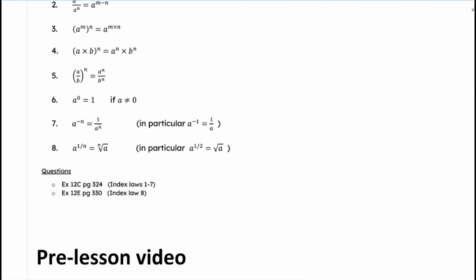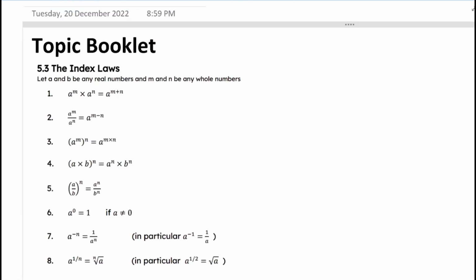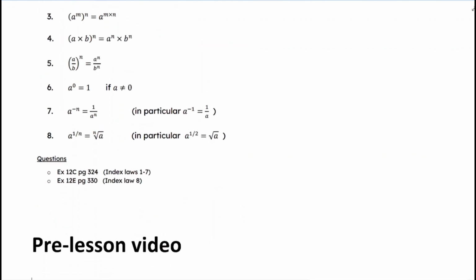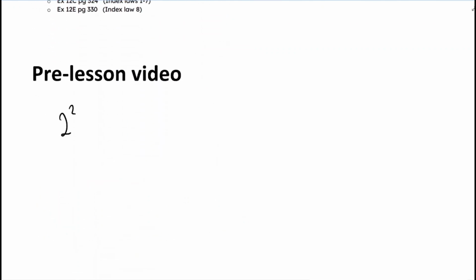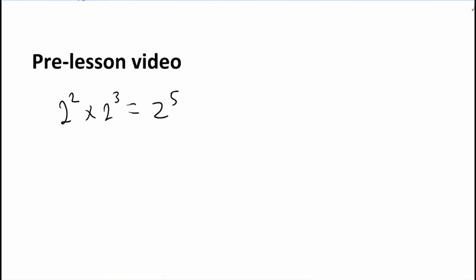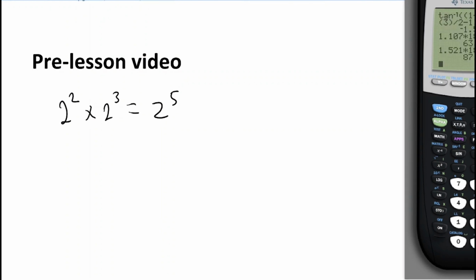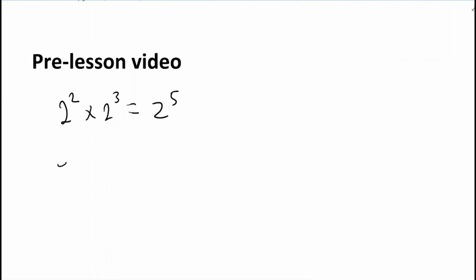So we've got the first index law, which is basically saying that if you're timesing two powers, you add the powers. So this could be something, for example, like if you're doing 2 squared times 2 cubed, that is the same as doing 2 to the 5. Now let's actually check that this is correct, because 2 to the power of 5 is just 2 times 2 times 2 times 2 times 2, which is 32. Whereas 2 squared is going to give us 4 and 2 cubed is 8, and 4 times 8 is also 32. So this stuff all works out.